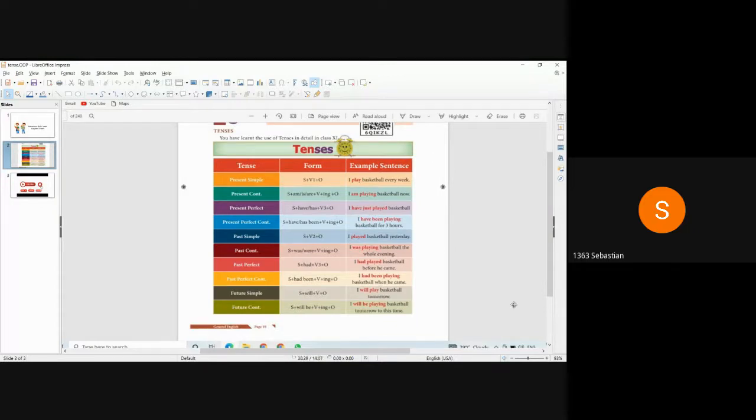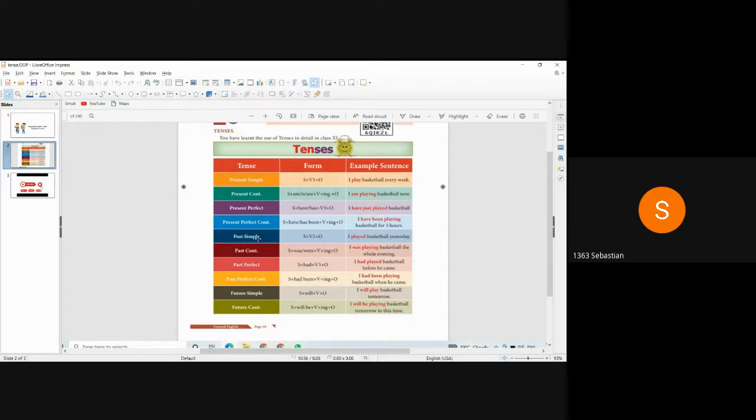So specific time, unspecific time. Exact time is not mentioned. Past 3 hours I have been playing basketball. Usages to indicate an action which started at some point in the past and may or may not be complete. I have been playing basketball for 3 hours means I started playing basketball in the past. Still, I am continuing. That is the meaning.